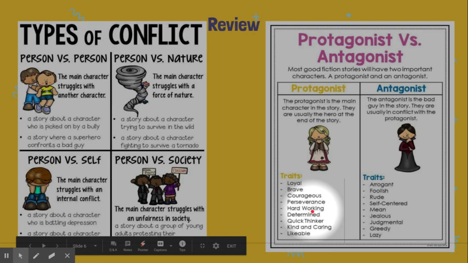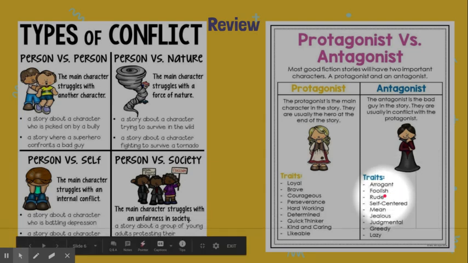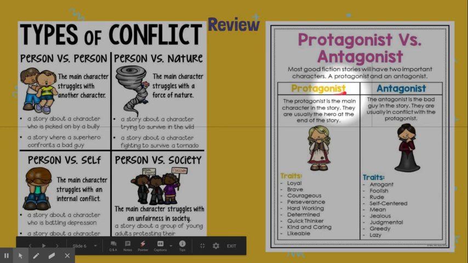All the good things. Now, the antagonist is the bad guy in the story, okay? Usually in conflict with the protagonist, with the good person. And their traits are rude, they're usually mean or jealous, they can be greedy, they can be lazy, all of the negative. So just kind of keep those two terms in mind, protagonist and antagonist, okay?